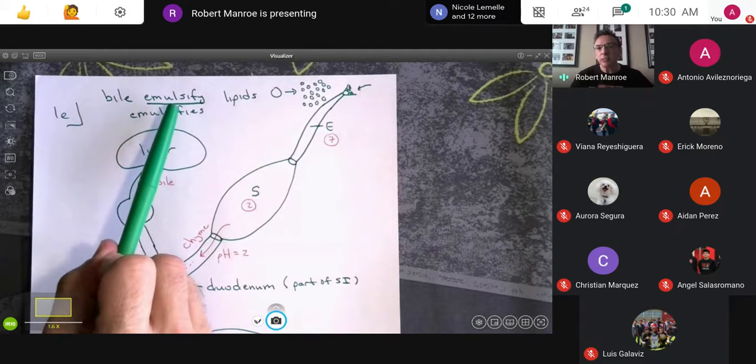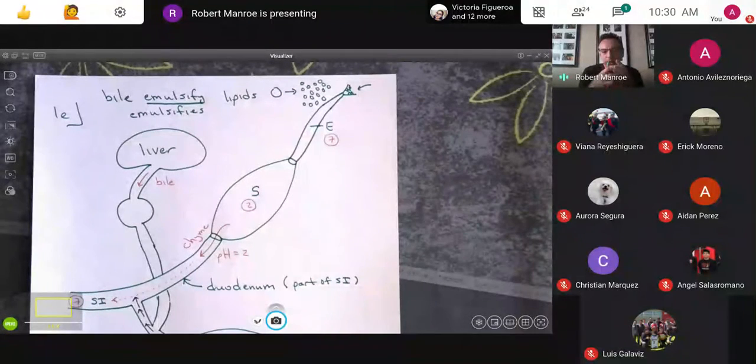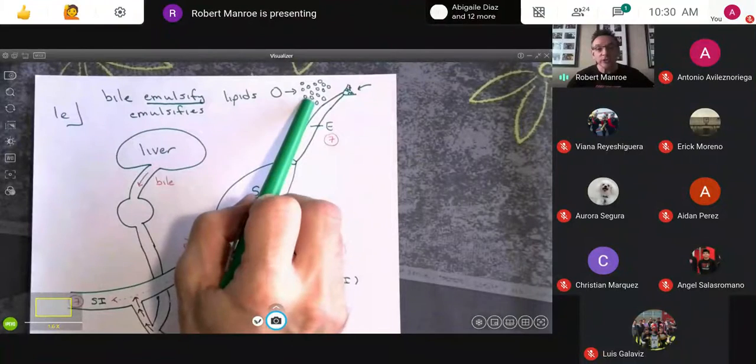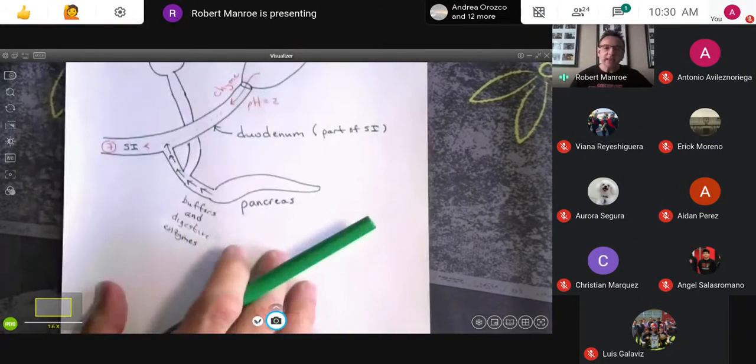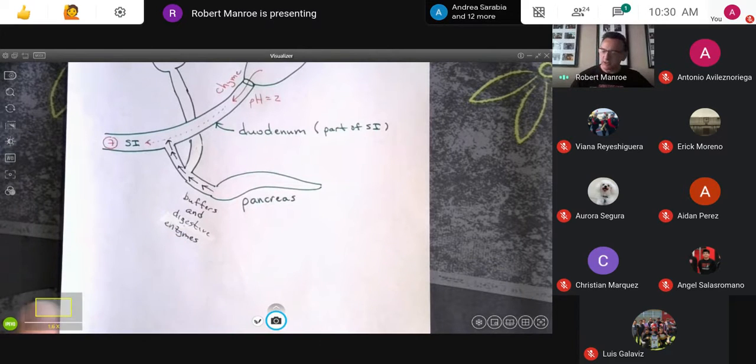It's physically breaking apart. If I take a rock and I hit it with a hammer and I break that rock into pieces, technically I am emulsifying that rock. I'm not digesting it. I am simply breaking it into smaller pieces. Why? Because now I have more surface area for the enzymes to do their work. All of this stuff comes down to surface area.